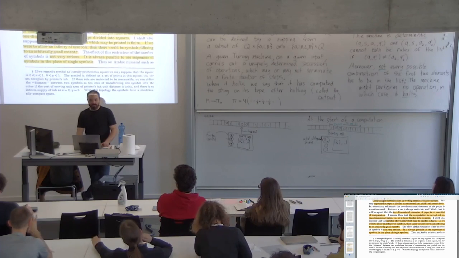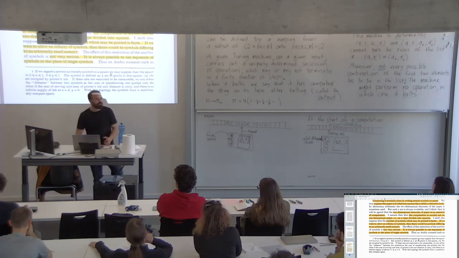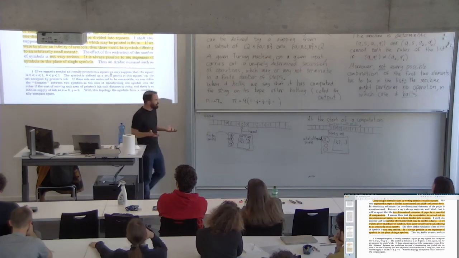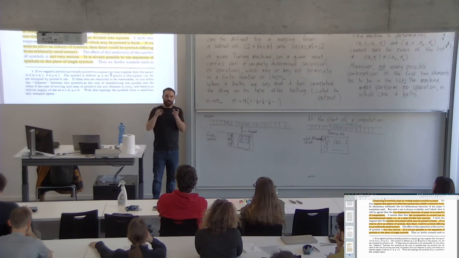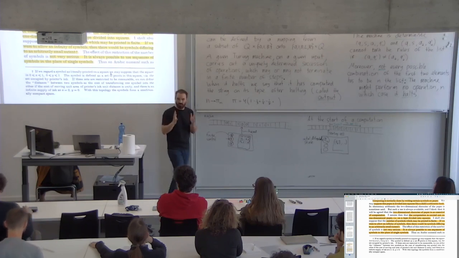If we were to allow an infinity of symbols, then there would be symbols differing to an arbitrarily small extent. And in a footnote, I'm not going to read the footnote, I'm going to explain it to you. It's just how brilliant it is. He says that the square is finite, and you can define a metric on the space of symbols. Like two symbols will differ by a lot or by a little bit. The amount of ink that you need to move, I think that's what he used. But you can define a metric.